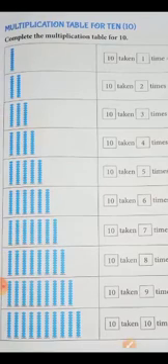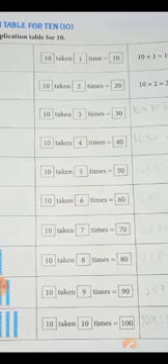10 taken 3 times. Here answer became 30. 10 into 3 is equal to 30. 10 taken 4 times. Here 10 beads taken 4 times. So total answer became 40. Write in the multiplication form: 10 into 4 is equal to 40. 10 taken 5 times. Answer became 50. 10 into 5 is equal to 50.